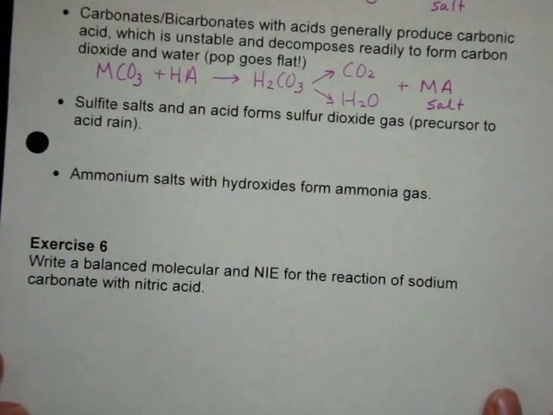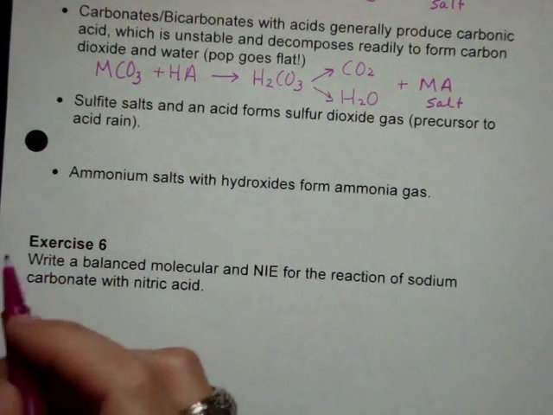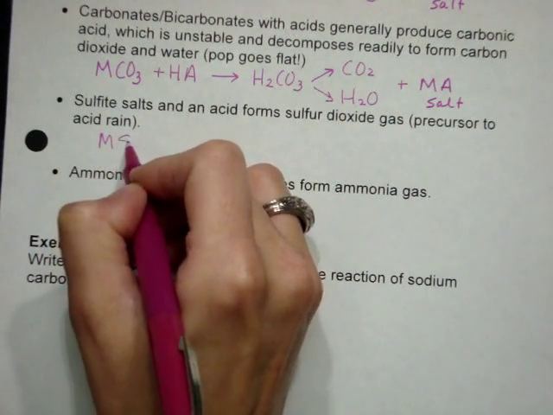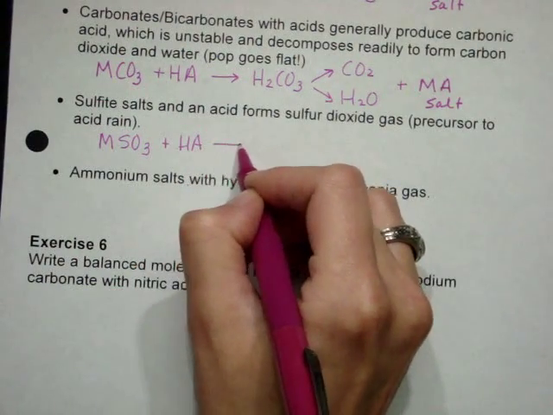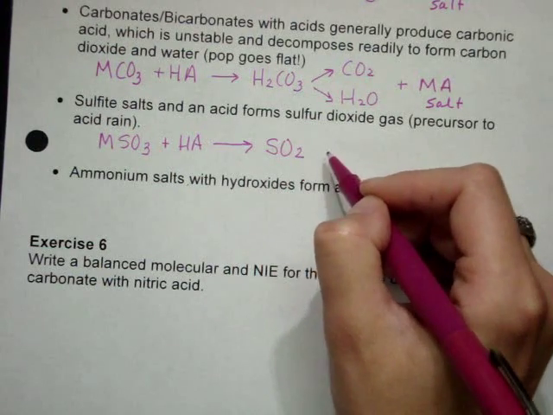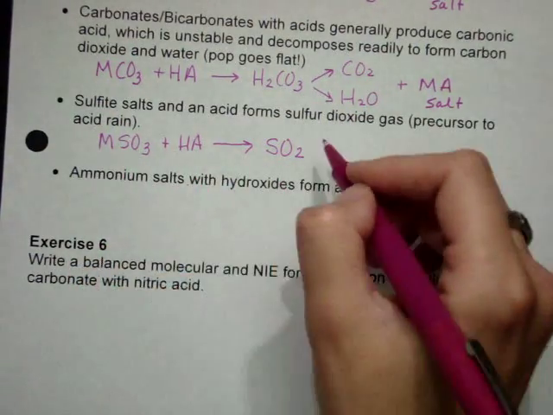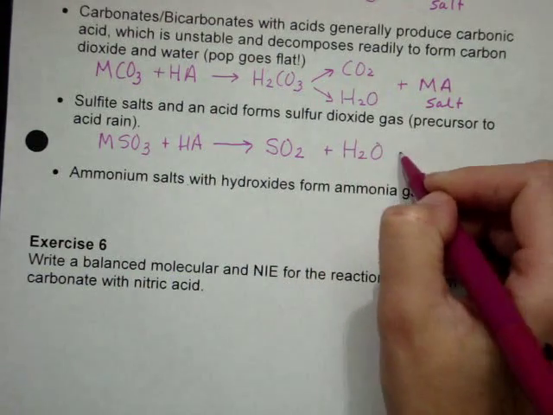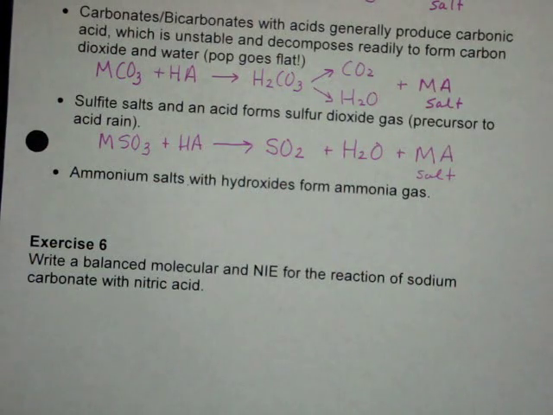Our third type of gas-forming reactions are the sulfite salts with the acids. Notice a lot of these are reacting with acids. So anytime you have a sulfite salt, so that would be MSO3 of some kind, plus the acid, it's going to form sulfur dioxide gas, SO2. That leaves us with some hydrogen and another oxygen, so it's also going to form water, and it's also going to form a salt. Now these are unbalanced, these are just general reactions so that you can get the idea of what's happening.